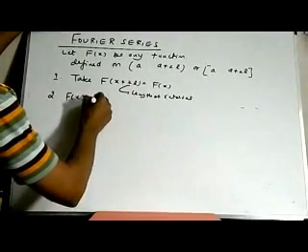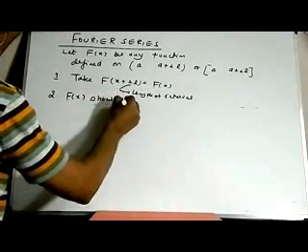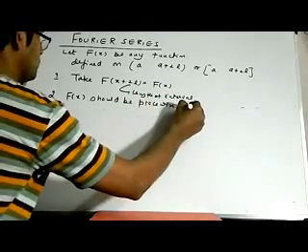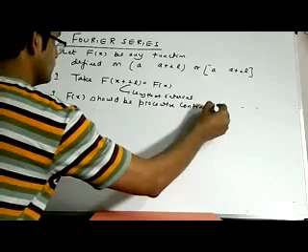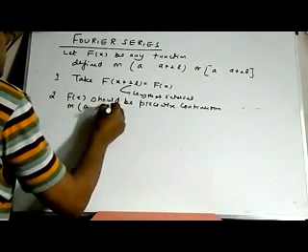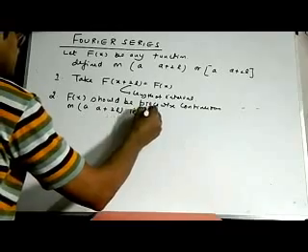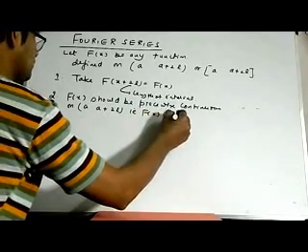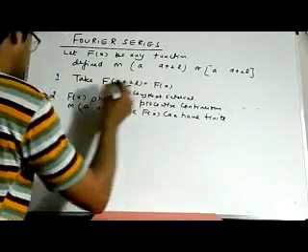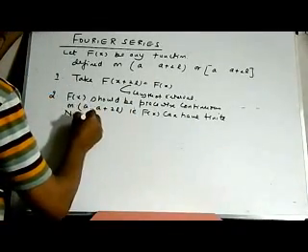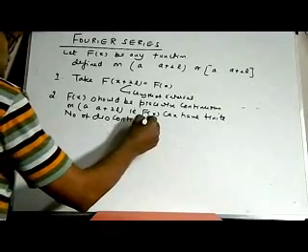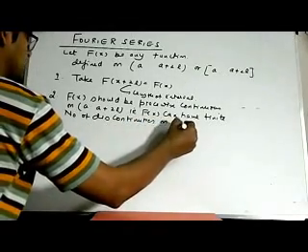Number 2: f(x) should be piecewise continuous. That is, f(x) can have a finite number of discontinuities on a to a plus 2l.